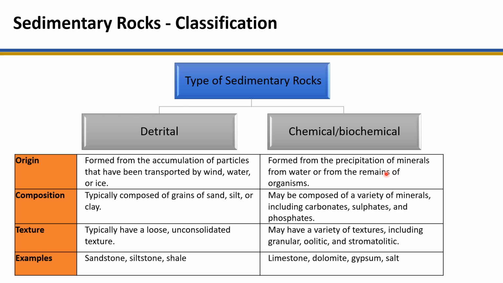The texture of chemical sedimentary rocks can be described using a variety of terms, but mostly there is no texture. We call it crystalline. But some chemical sedimentary rocks, like biochemical types of sedimentary rocks, can be described in terms of granular, oolitic, stromatolitic, or lamellar, which represent their shape and also size.